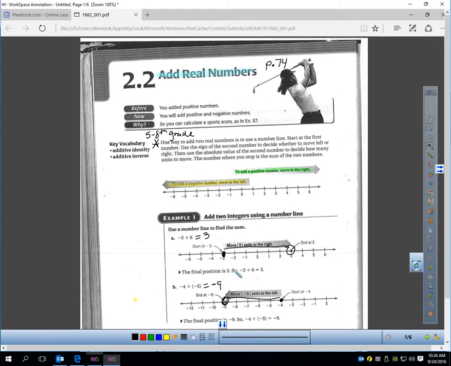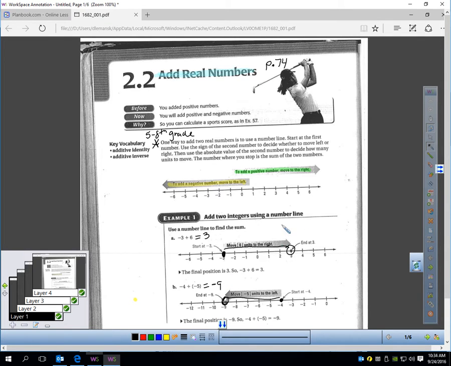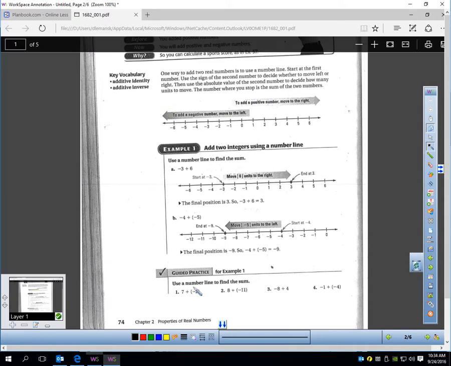Now, you could do every single addition problem with positive and negative numbers in the way I just showed you right here. The only problem is that it becomes inconvenient after a while, drawing number lines and so on. Here are the directions. Use a number line to find the sum. Well, let's just do a few more with the number line, just in case you're not sure, to make sure that you see what I'm talking about.